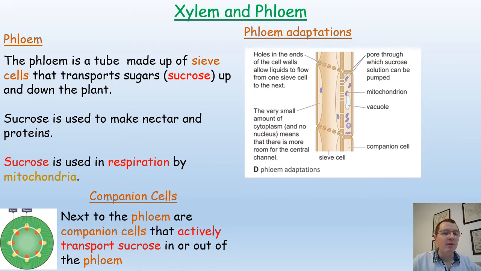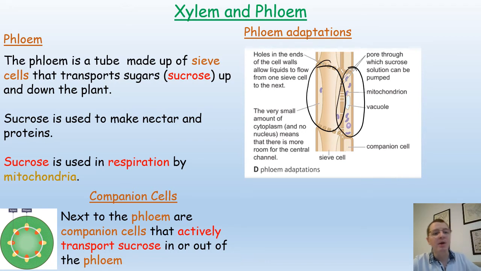Phloem cells, on the other hand, phloem is actually a tissue that's made up of two types of cells. We have sieve cells here, and then next to those sieve cells here we have companion cells. And the function of the phloem is to transport sugars, mainly sucrose, both up and down the plant. So sucrose is used to make nectar and proteins, and sucrose is also used in respiration by mitochondria. So any cells that have needs for sucrose, be it root hair cells, for example, that need to carry out a large amount of respiration, so they have ATP for active transport, they need the phloem to transport the sucrose down to them.